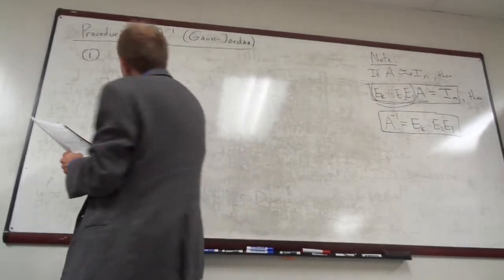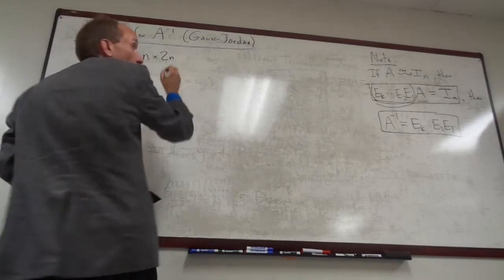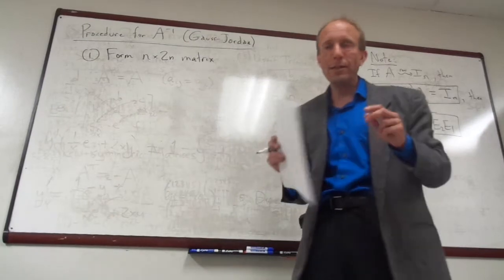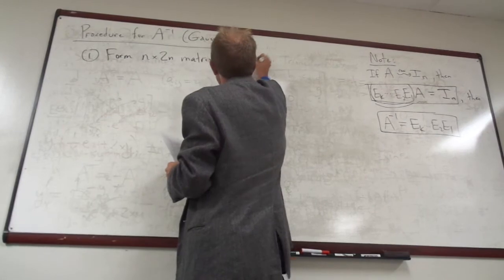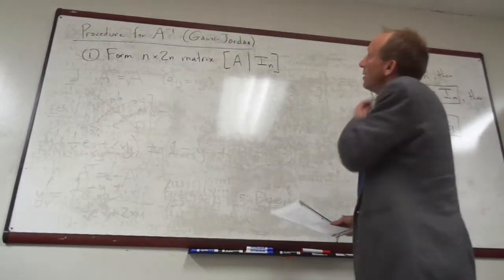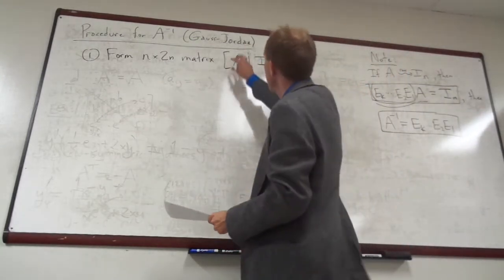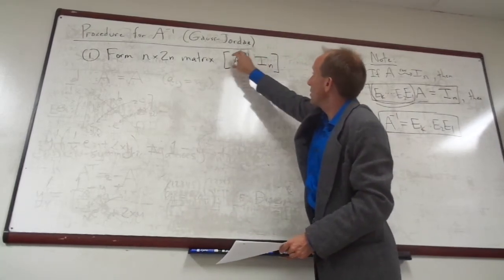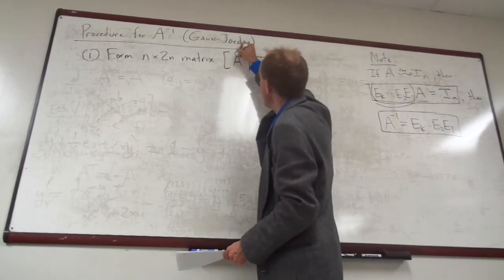The first step is you are going to form the n by 2n matrix. So you're going to form a matrix that's got twice as many columns as rows. You're going to put the matrix A on the left side and the identity matrix on the right side. So for example, if A is a 3 by 3 matrix, then you put that here, and then a 3 by 3 identity matrix over here.